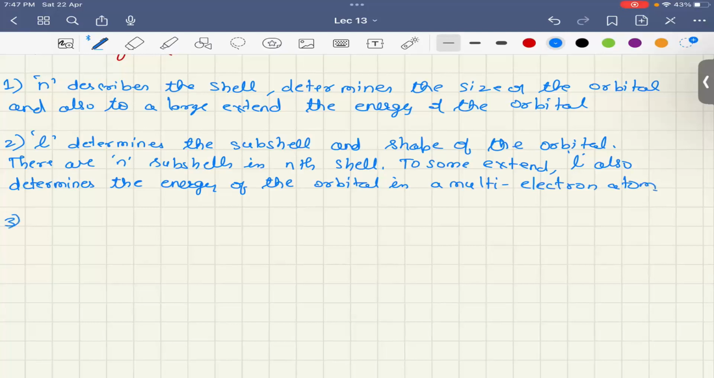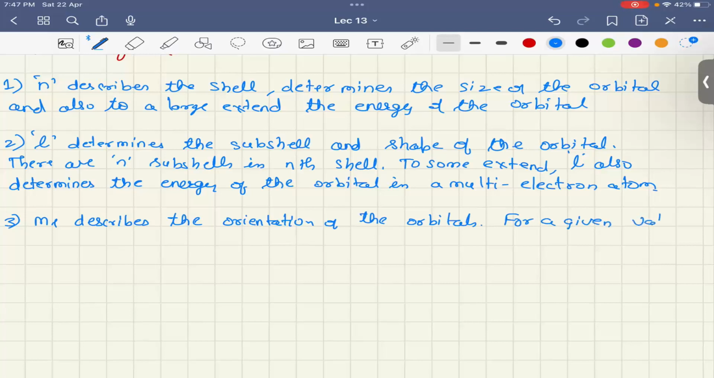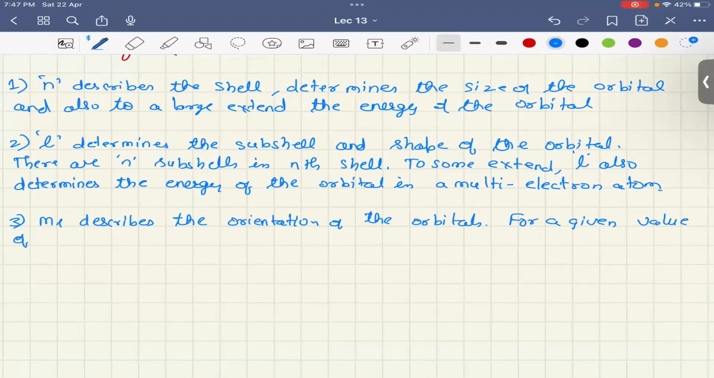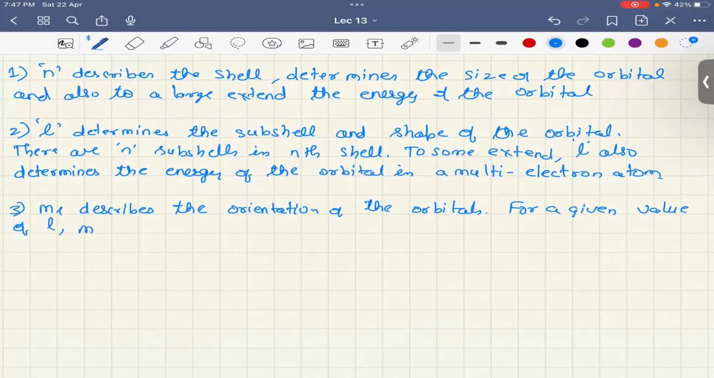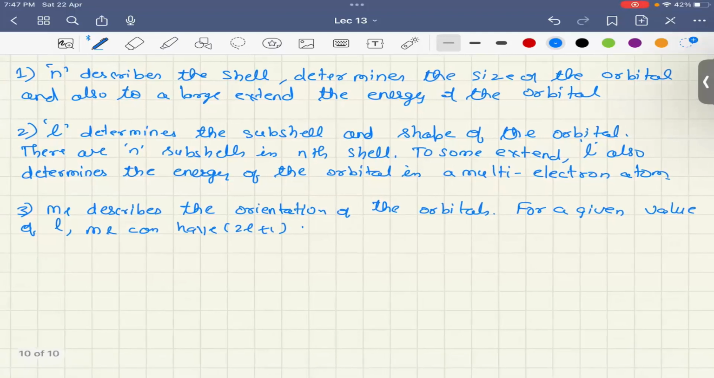The third point is going to be, the magnetic quantum number designates the orientation of the orbital, right? So ml describes the orientation of the orbitals, right? For a given value of l, ml can have 2l plus 1 values or number of orbitals.